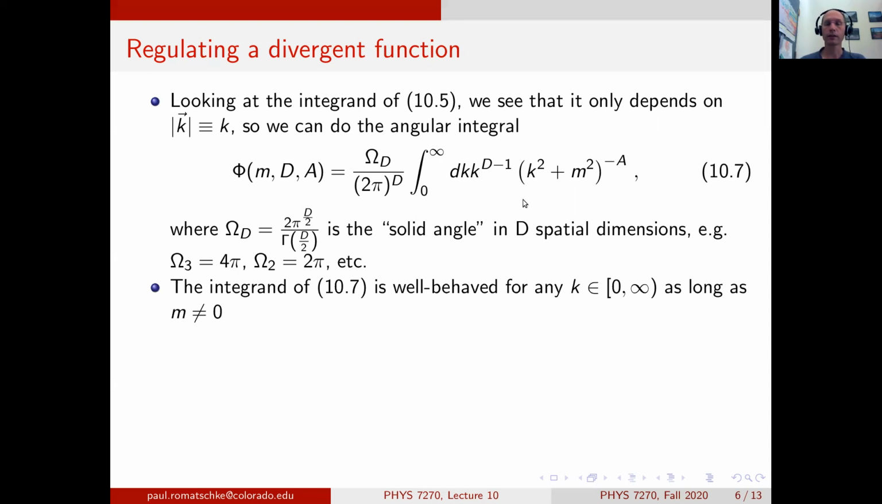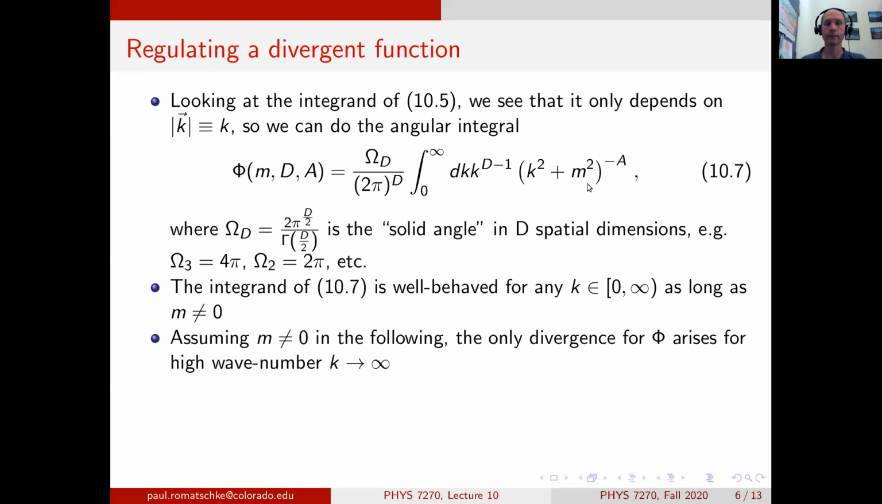Note that the integrand that we have left here is well behaved for any k as long as m is non-vanishing, which we assume in the following. If we indeed recall that eventually we want to evaluate this function here for an exponent that is, for instance, -1/2, the only divergence that appears in phi arises in the limit of k to infinity.